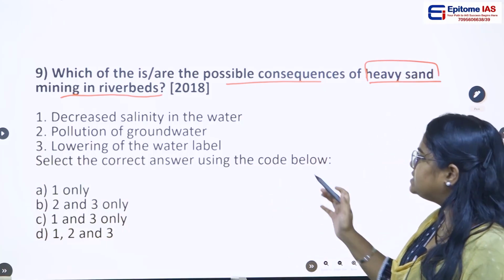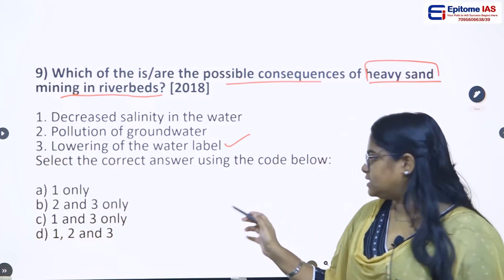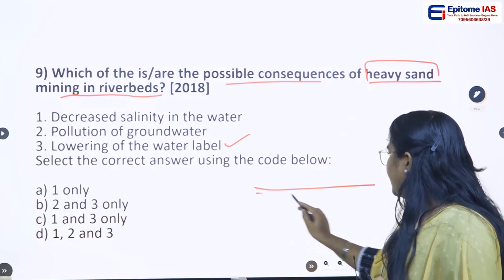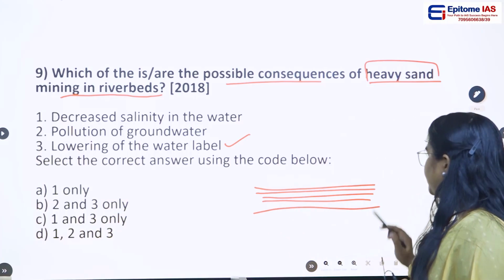So if you see this, yes, lowering of water table, it is there. Why? Let's say these are the sand which are there in the riverbed.